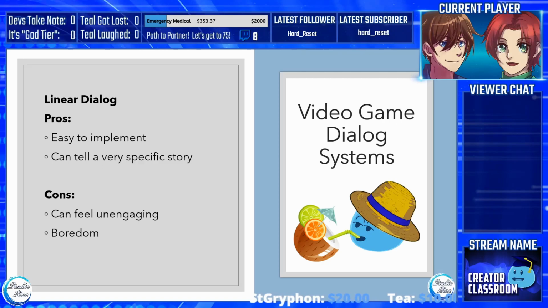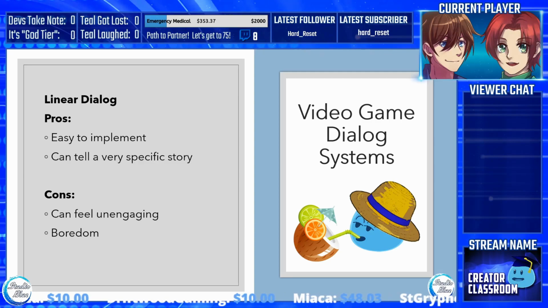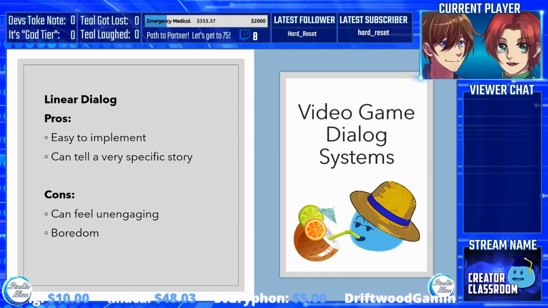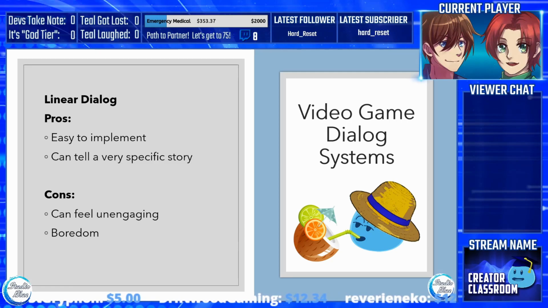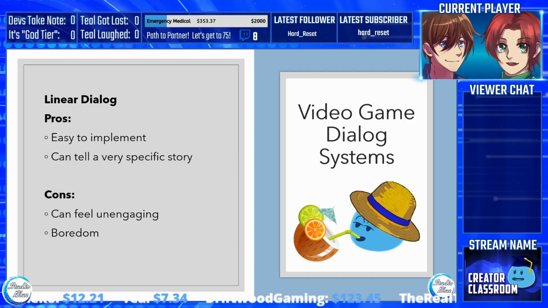The best advice for linear dialogue is you need to have a clear idea of the journey you want to take the players on. You need to keep those sequences short, no longer than a minute or two. Any longer than that, and the player, again, starts to feel unengaged and then bored. I got it. So you have to constantly give them something. Yes. That makes sense.